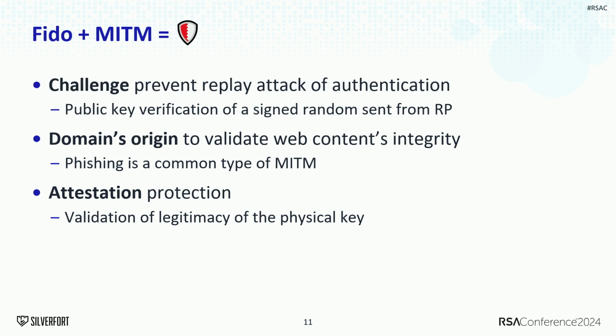replayed. The domain origin is actually to prevent phishing attacks, and to validate that the domain origin is preventing the use of a different domain that is usually used for phishing. And lastly, the attestation protection is validation that the physical key is manufactured by a valid manufacturer.